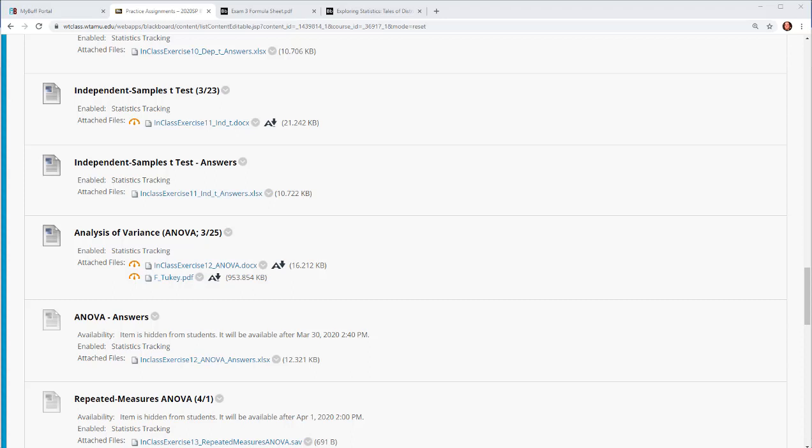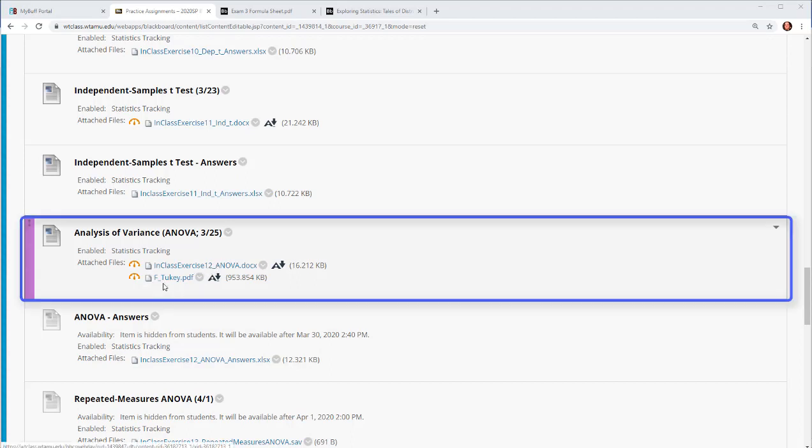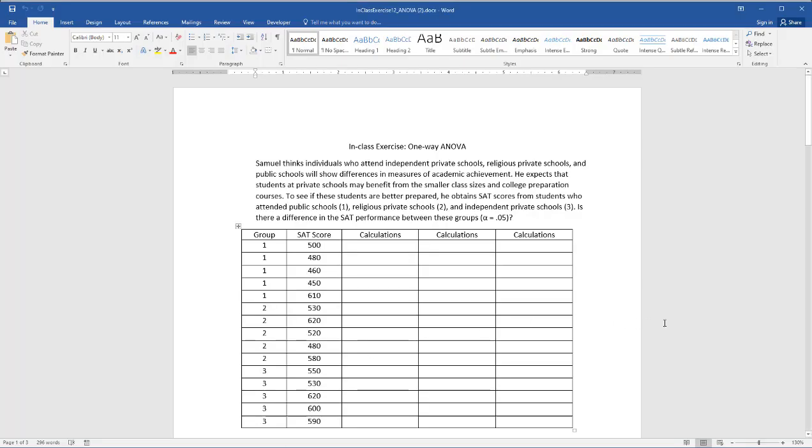Hi class. So for the ANOVA, there is a practice assignment. It's under in-class practice assignments. Once you're in that content area, you'll see it says analysis of variance. There are two files there. The first one has the data and the questions and everything. The second one has some tables that we would need for the critical values. When you open that Word document, you'll see something that looks like this.